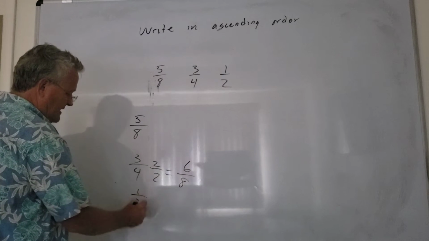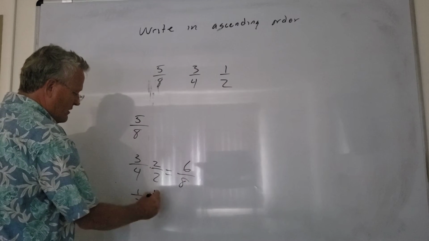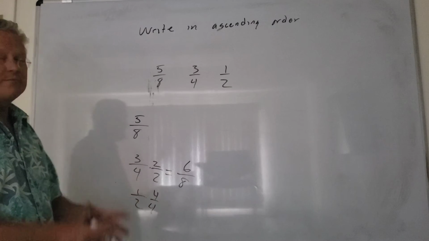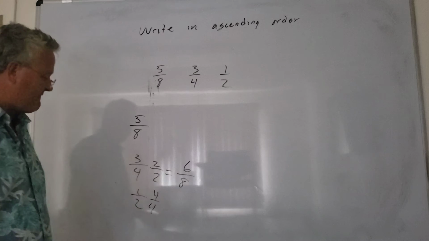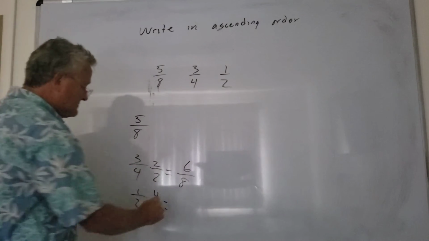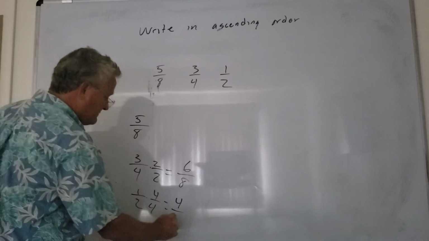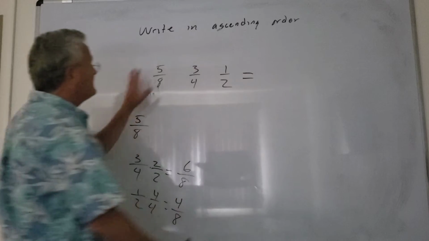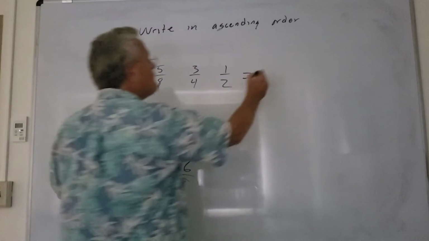To get 8 here, we got to multiply by 4. Again, 4 over 4, which is 1. 1 times a half is still a half. It's going to look different, but it's equivalent. 1 times 4 is 4. 2 times 4 is 8. So now what we have is this set is equivalent to 5 over 8.